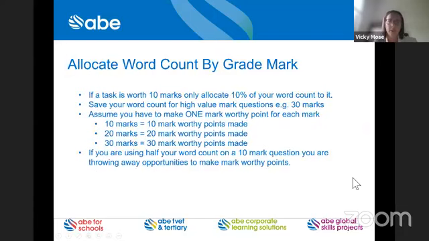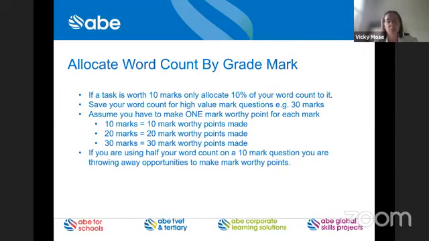Okay. So I've talked about this a little bit already, and it's allocating word count by grade or mark. So a good way to look at it is if the task is worth 10 marks, only allocate 10% of your word count to it. Have a look at the amount of marks and make sure that when you look at your answers overall, when you've finished, the word count looks like it's in sync with the amount of marks that you'll get.